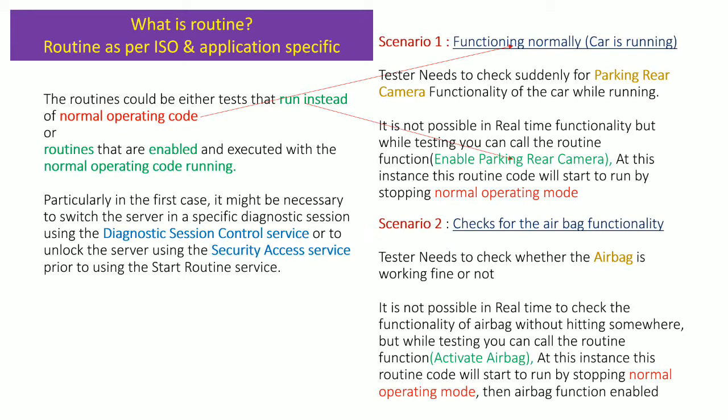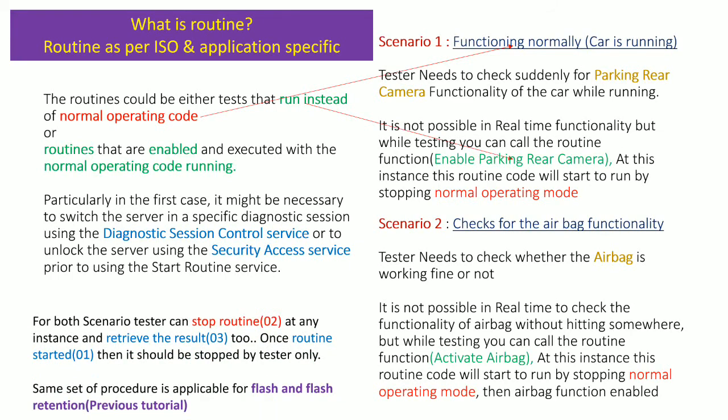You can simply call the routine of airbag, that is activate airbag, so that whatever functionality has been running may run in parallel, or it may stop and enable the airbag function. So that's it about scenario 2.